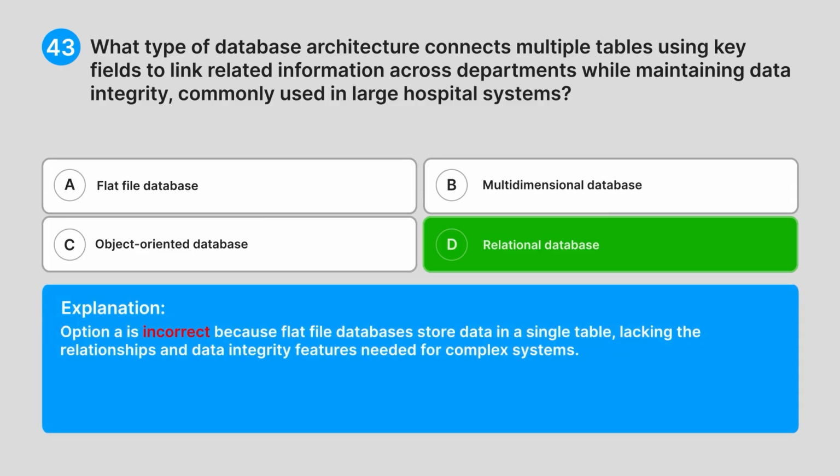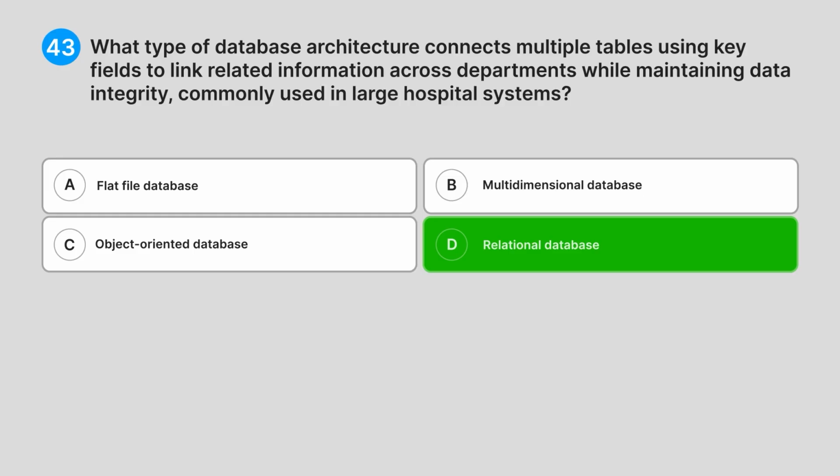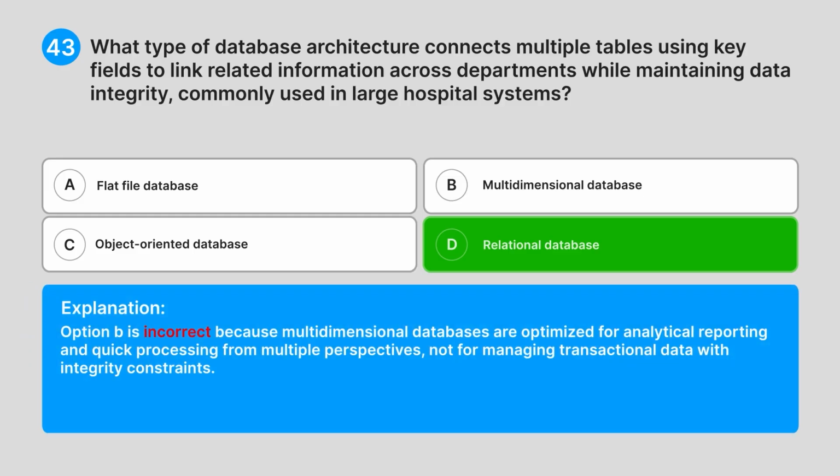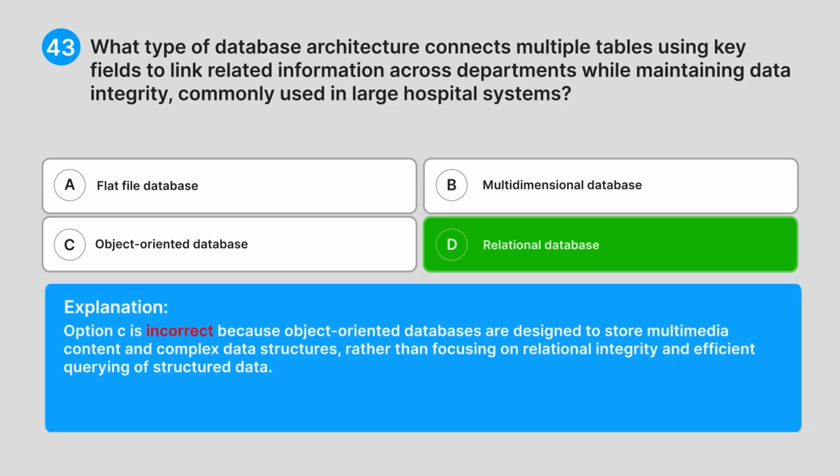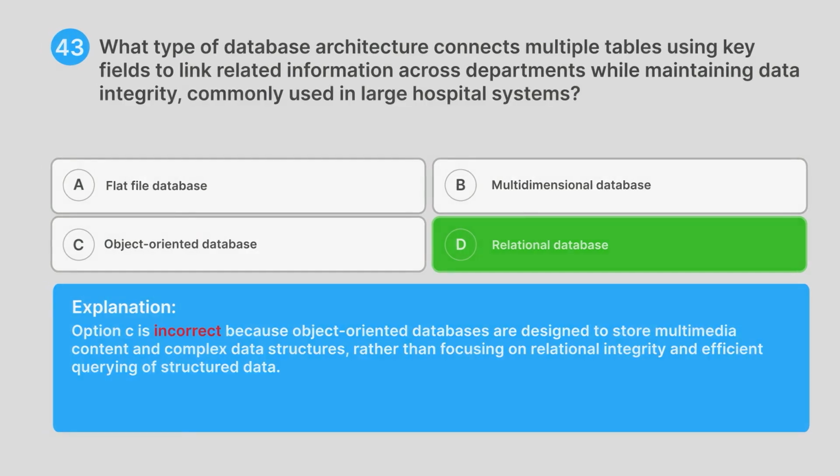Option A is incorrect because flat file databases store data in a single table, lacking the relationships and data integrity features needed for complex systems. Option B is incorrect because multidimensional databases are optimized for analytical reporting and quick processing from multiple perspectives, not for managing transactional data with integrity constraints. Option C is incorrect because object-oriented databases are designed to store multimedia content and complex data structures, rather than focusing on relational integrity and efficient querying of structured data.